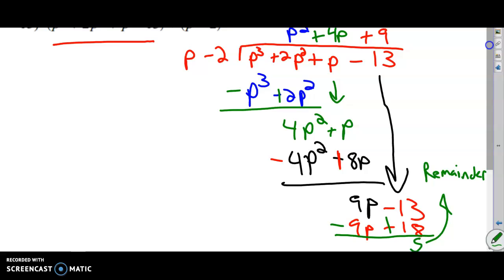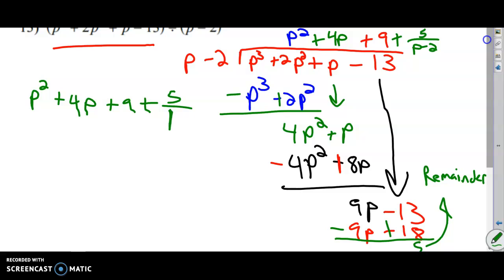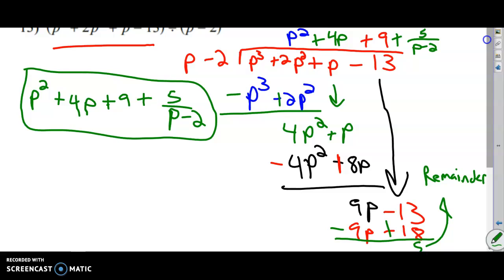Now, we aren't going to make decimals when we have polynomials. What we are going to do is leave this, but we're going to put the 5 as the numerator. We're going to take our divisor and make it our denominator, p minus 2. So we end up with p squared plus 4p plus 9 plus 5 over p minus 2. And that's it.